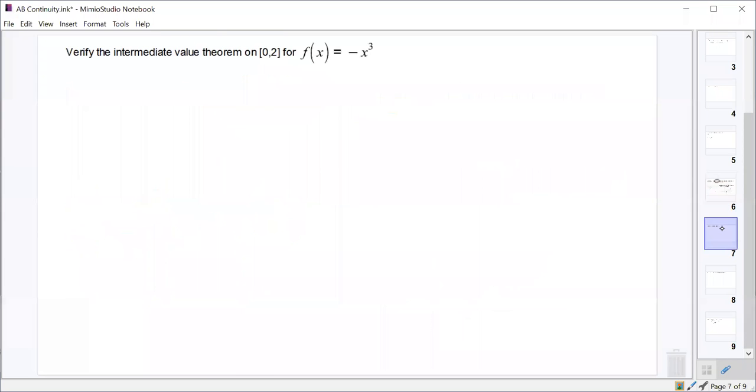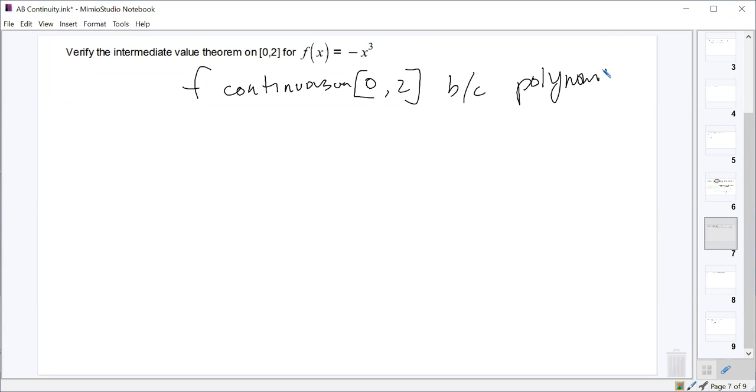Checking if the function is continuous. There we go. All right. Is f continuous on our interval 0 to 2? Is negative x cubed continuous from 0 to 2? Yes. Why? Because it is a polynomial. This is an acceptable reason for why a function is continuous on an interval, because polynomials are always continuous for all real numbers. So this function f is continuous on 0 to 2 because it's a polynomial.